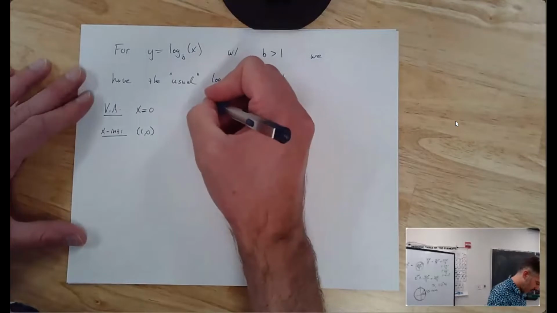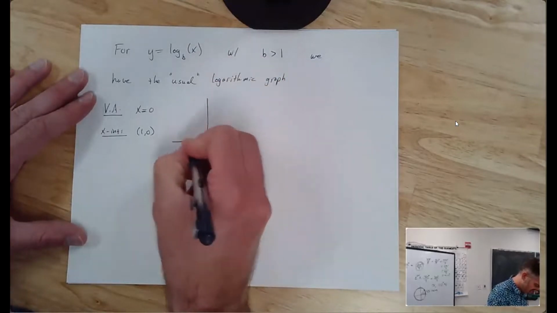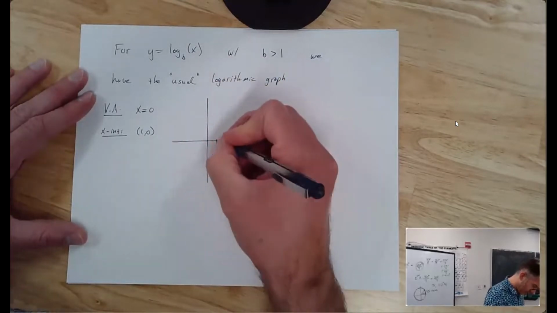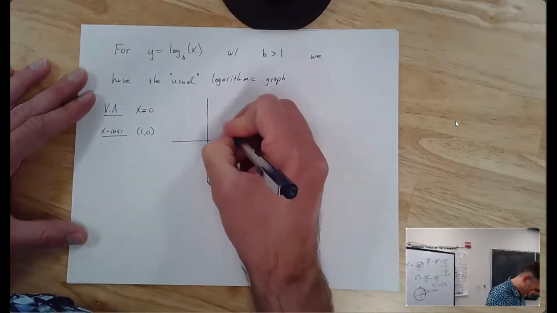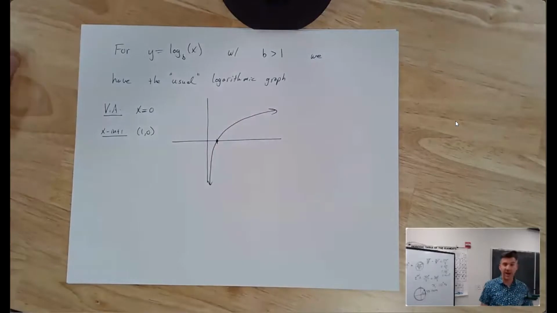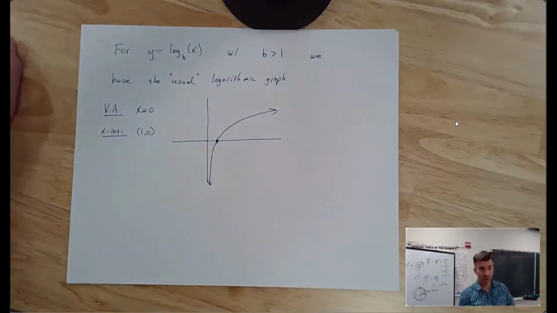So here's the general shape for y, with an x-intercept at 1, 0. And it just kind of looks like that. There is y equal to log base b of x.